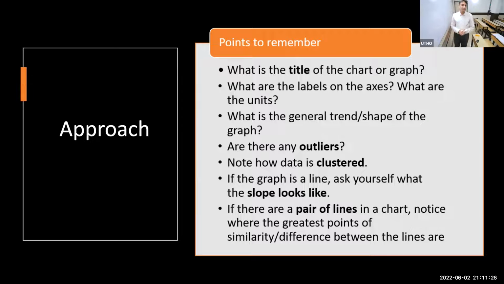Outlier is also a statistics word. In statistics, outlier means that in a given data set, a particular data point behaves differently from the masses. Your entire data set has a certain trend, and an outlier is a data point which behaves differently from the entire data set.